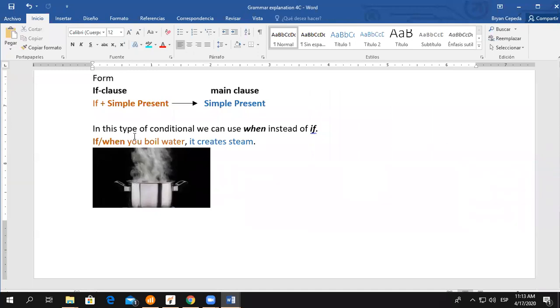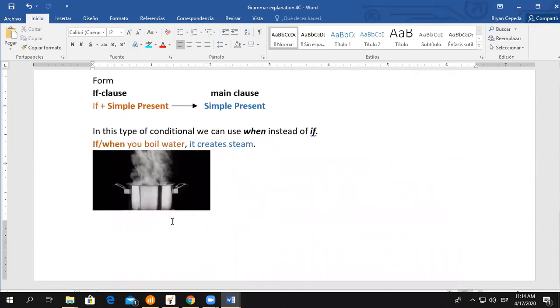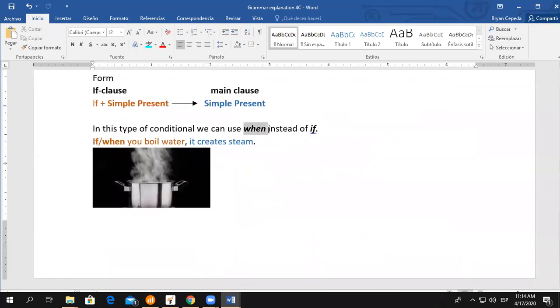Another example. In this type of conditional, and this is very important, we can use when instead of if. Why can we use when? Because remember, this conditional is about a general truth, a law of nature, and something that always happens as a result of something else. So in here, we can use when, because it will always happen.